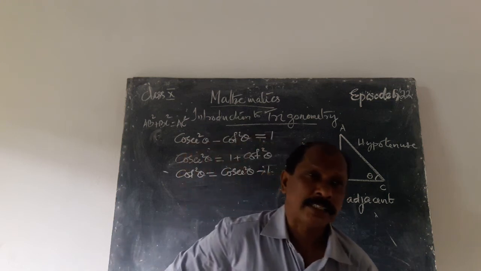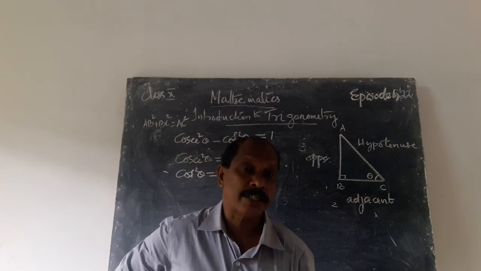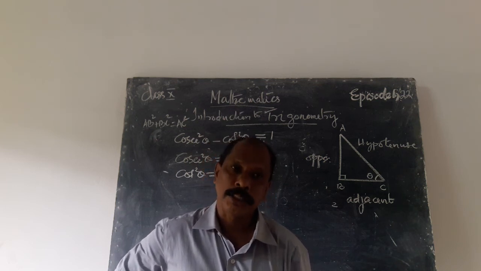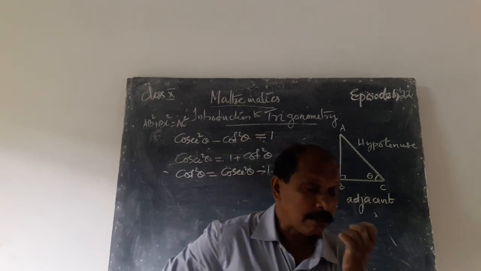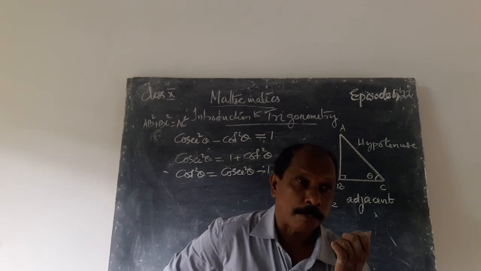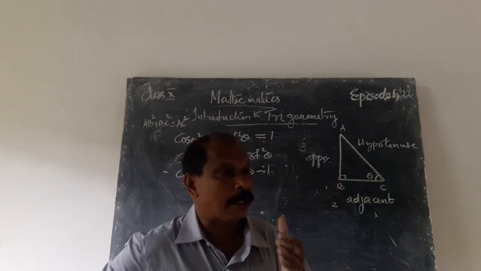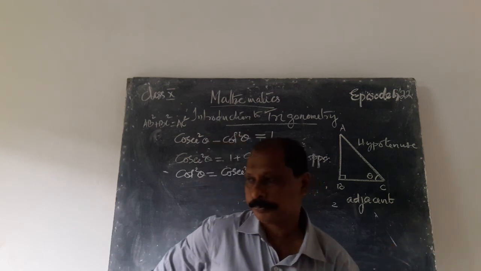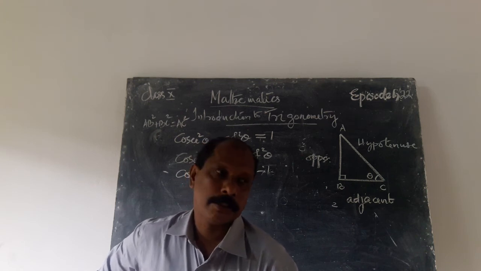Their reciprocals are cosecant theta, secant theta, and cotangent theta. Short forms are cosec theta, sec theta and cot theta. Then sin theta is opposite by hypotenuse, therefore its reciprocal, cosec theta, is hypotenuse by opposite side. From figure it is AC by AB.